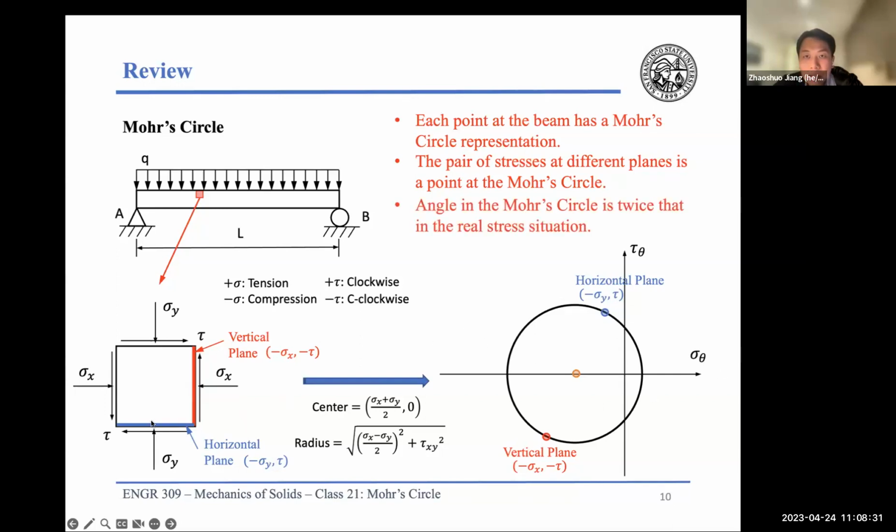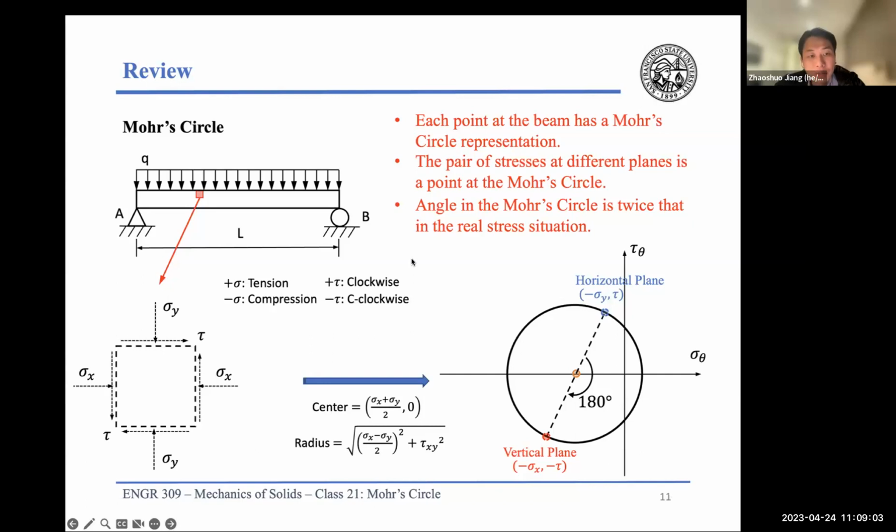And the angle in the Mohr circle is twice that in the physical stress situation. Use this again as an example. The angle between the horizontal plane and the vertical plane on the Mohr circle is 180 degrees. And in the physical plane, that is going to be half of that, which means we have 90 degrees on the physical plane.